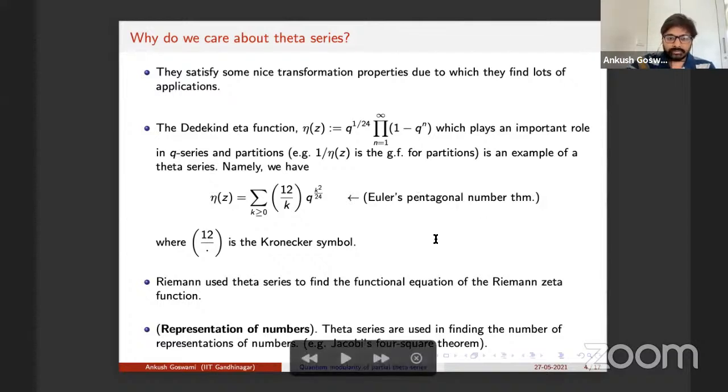And then, about the Dedekind eta function, because you can write the function eta of z in terms of this theta series, and since theta series have transformations, you get transformations for the Dedekind eta function. These transformations are used in different areas. For example, to understand the asymptotic behavior of the number of partitions p of n, you use this transformation for the Dedekind eta function.